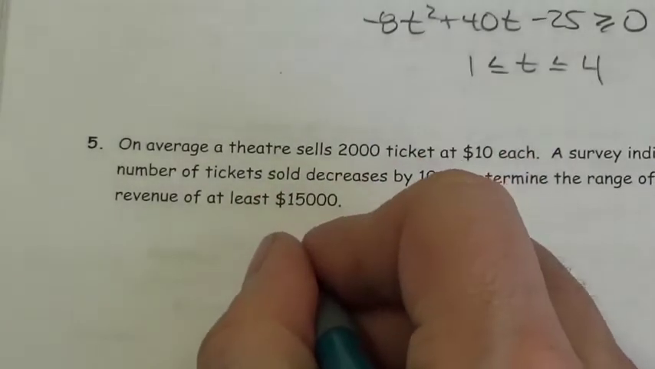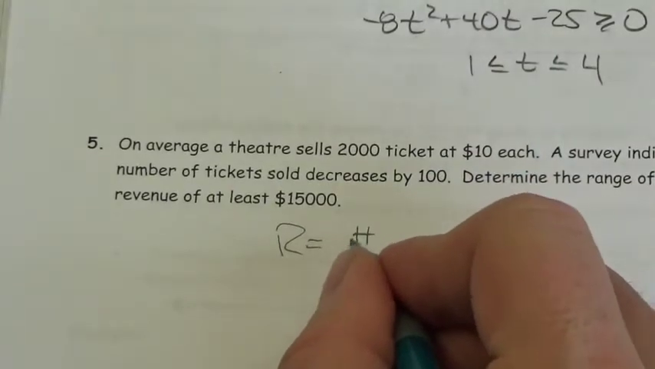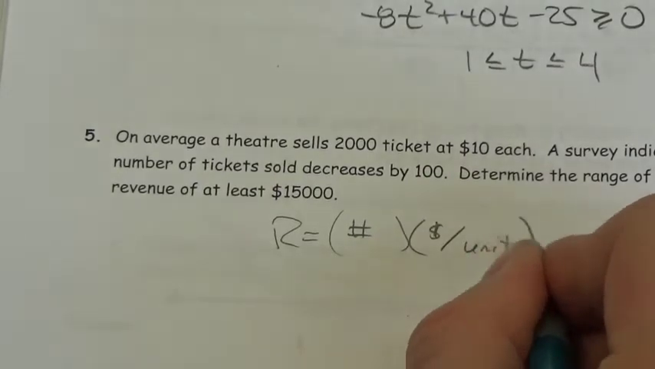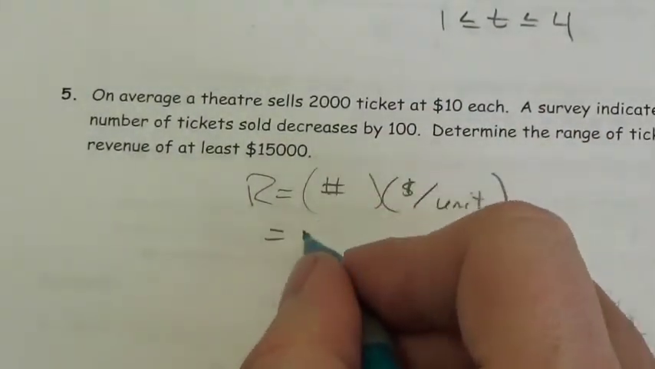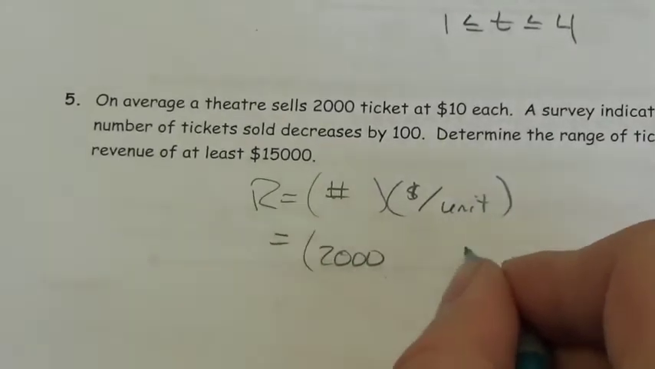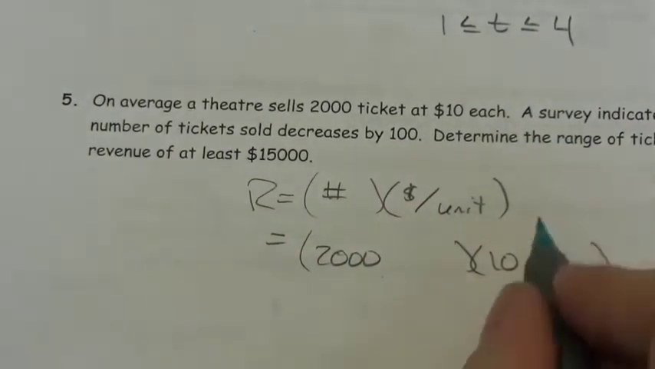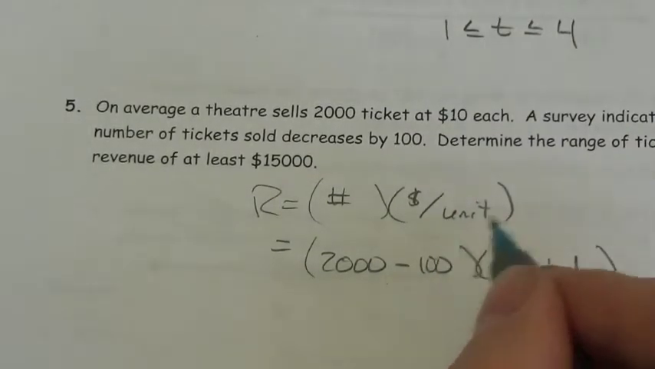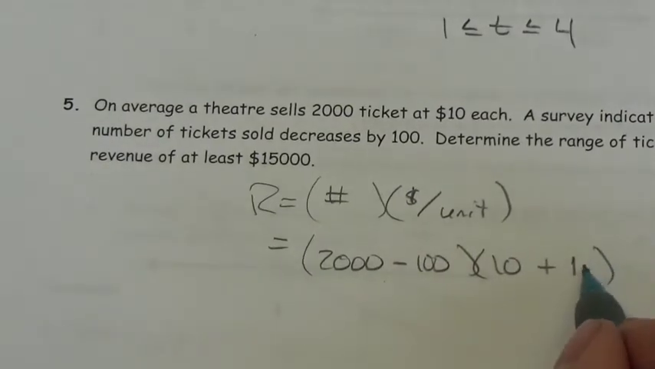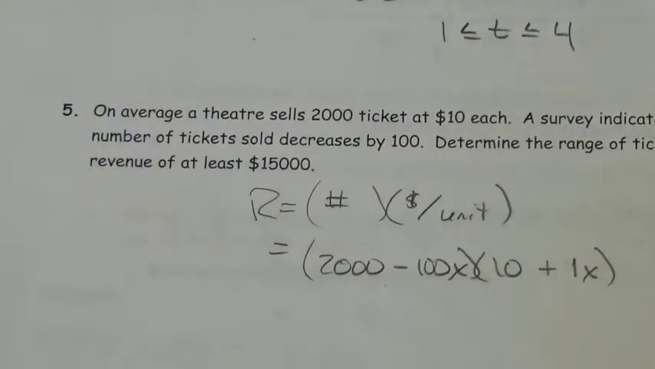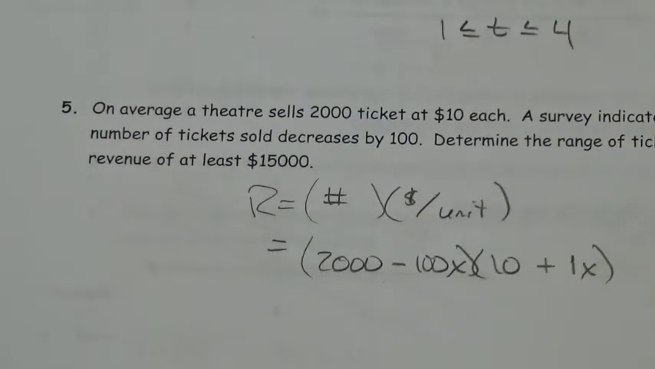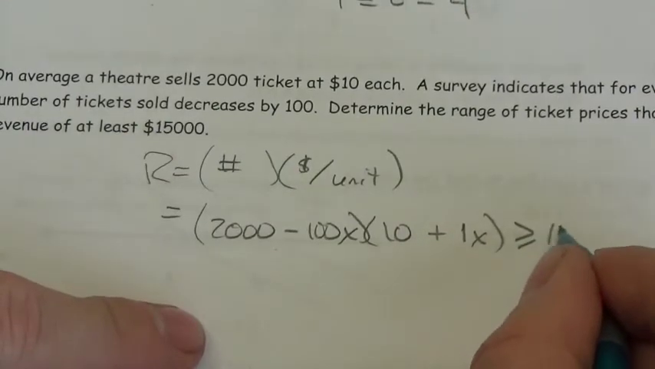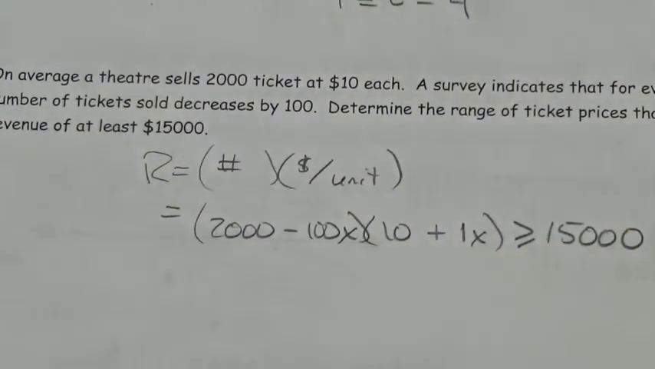Okay, let's take a look at revenue to start off with. Revenue is going to be the number sold multiplied by cost per unit. So we can sell 2,000 tickets at $10, but every time we increase that by $1, we're going to lose 100. Now, how many times are we going to increase it by $1? We don't know. So that means we don't know how many times we're going to lose 100 here. We are looking for a revenue of at least 15,000. So I want this to be greater than or equal to 15,000.